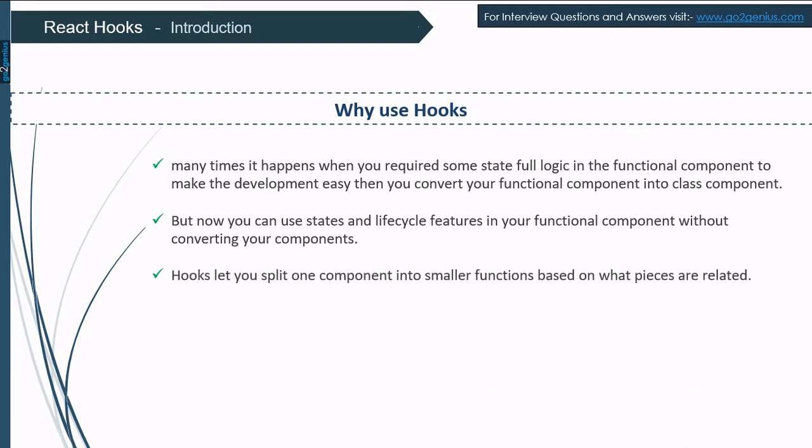Hooks let you split one component into smaller functions based on what pieces are related to each other. Means you can split your big logic into smaller logic, or you can break your big component into smaller components. So you can reuse these smaller components in multiple places in your project. For example, smaller components means you can write form elements like input field, drop down field, select field, heading text, label text. Like this you can write your smaller components.